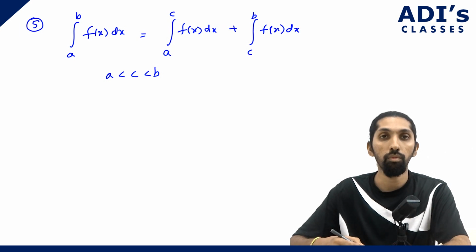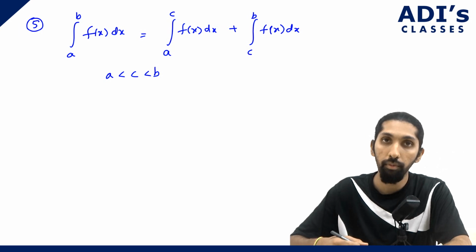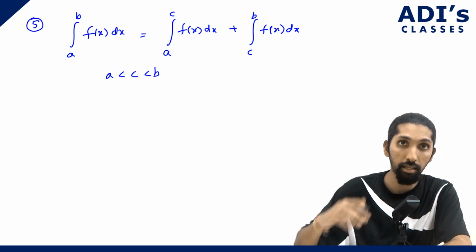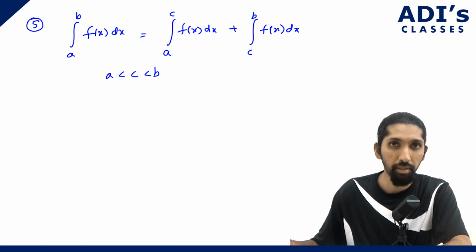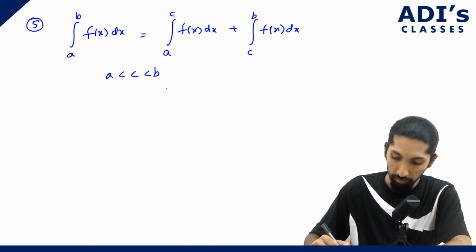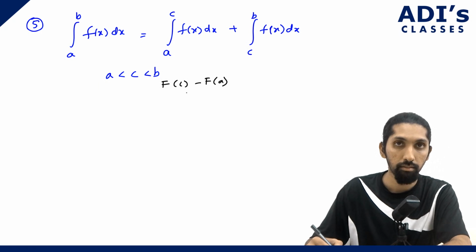Okay. Now, let me show you an example. Then maybe we can do the proof so that you will understand. The proof part is quite simple. See the RHS. You have f of c minus f of a, correct? The first part.